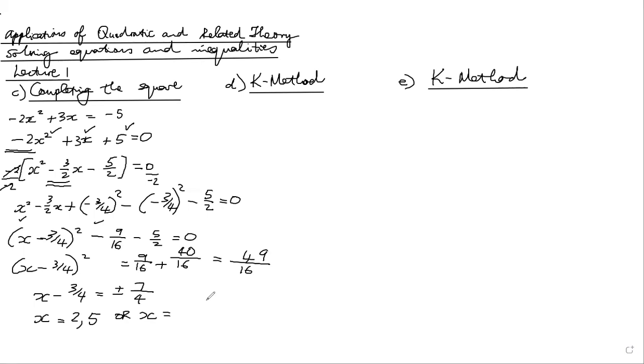Or x would be 3 over 4 minus 7 over 4. So 3 minus 7 is negative 4. Divided by 4 will give you negative 1. And that completes that example, which went really well, barring the little hiccup on the recording side, I believe.